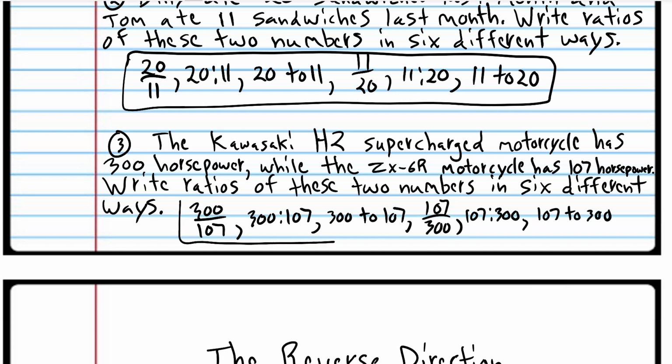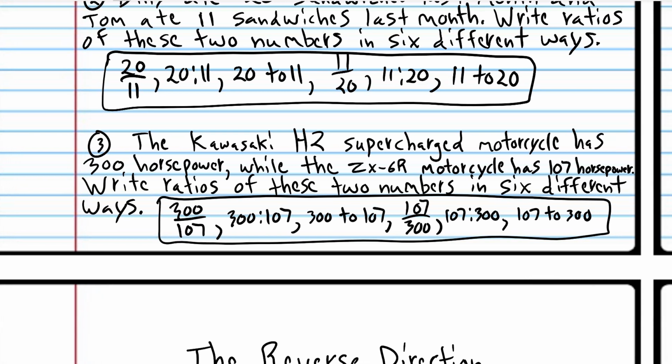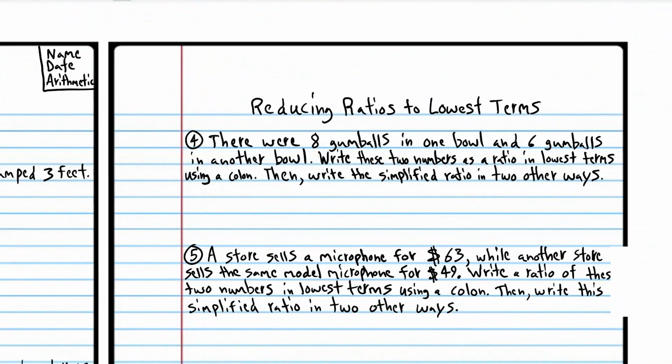So if you got the right answer there, good job. That's 6 different ways to form a ratio with those two numbers. Well, actually, it's really only 2 different ways, but we're writing the 2 different ways in three forms each. Okay, so let's go on to some more problems here.